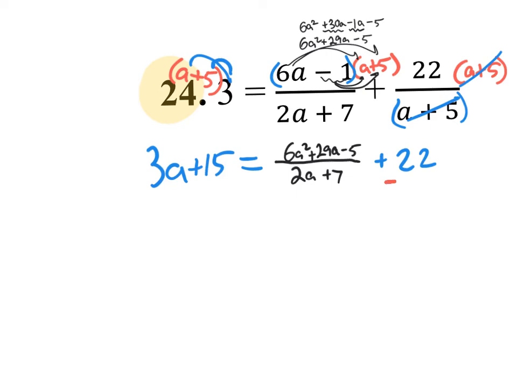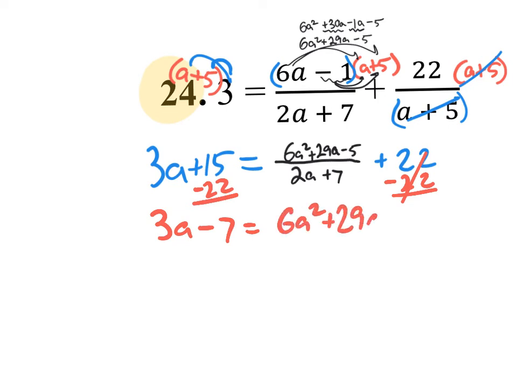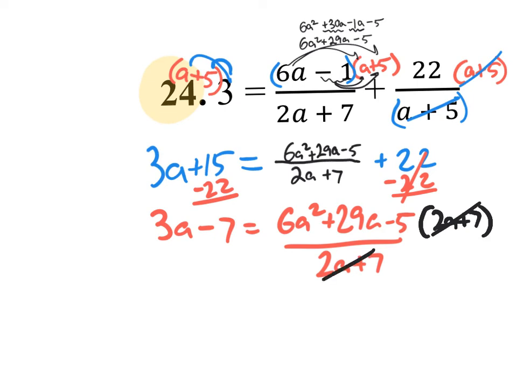How do I move the 22 over? By subtracting it. And when you go 15 take away 22, you get a negative 7. You still have the 3a right in front of it, and you still have the fraction 6a squared plus 29a minus 5, all divided by 2a plus 7. So here's my new equation. Let's get rid of the fraction by multiplying everything by 2a plus 7. That'll cancel out, but you're going to have to multiply the 7 by 2a plus 7, and also the 3a, you're going to have to multiply it by 2a plus 7. Again, multiply everything by the denominator of the fraction that you want to get rid of.